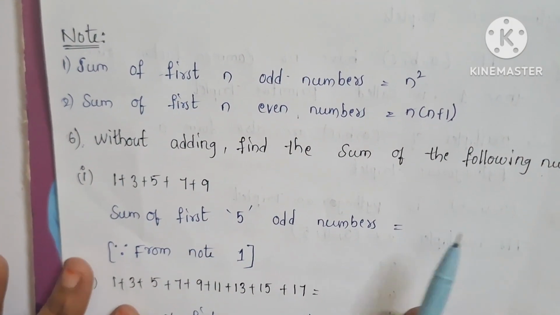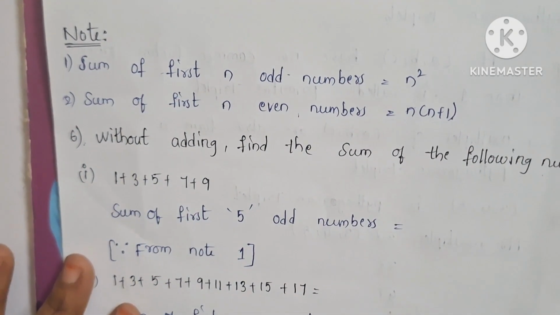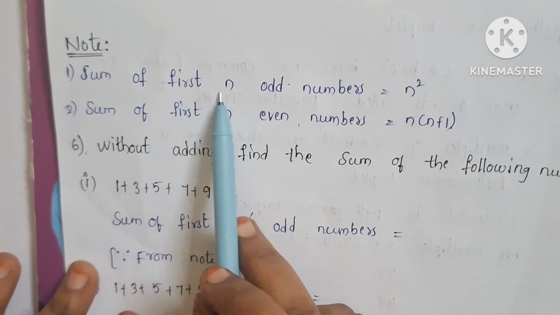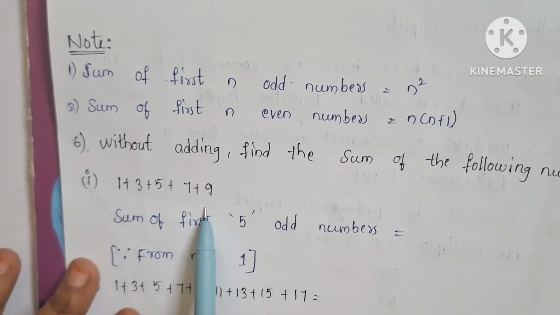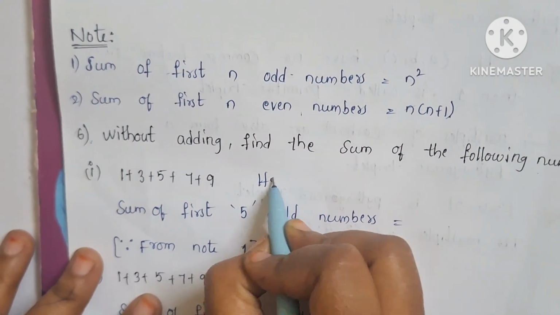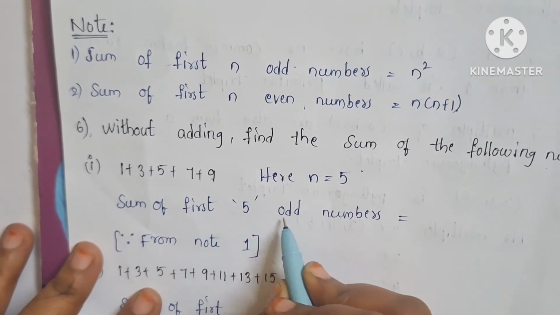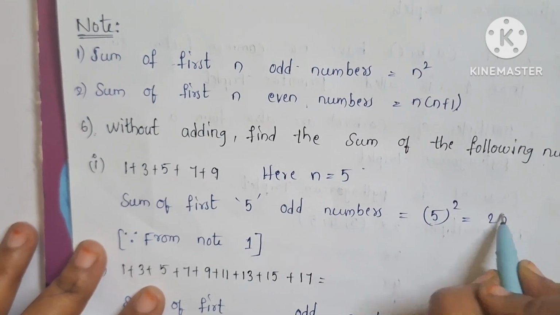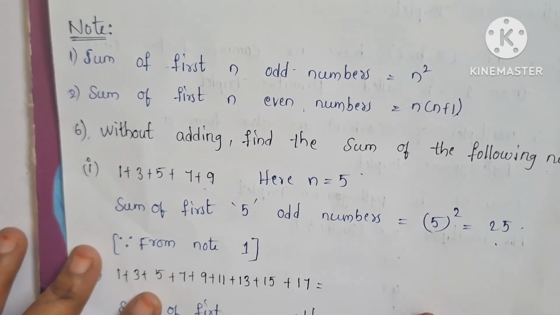Okay, what are the given numbers? 1 plus 3 plus 5 plus 7 plus 9. That is first 5 odd natural numbers. What is the formula? Sum of first n odd numbers is n square. Here, first 5 odd natural numbers, so n is equal to 5. Sum of first 5 odd numbers is equal to 5 square, which is 25. You can cross check by doing proper addition also. You will get 25 only.